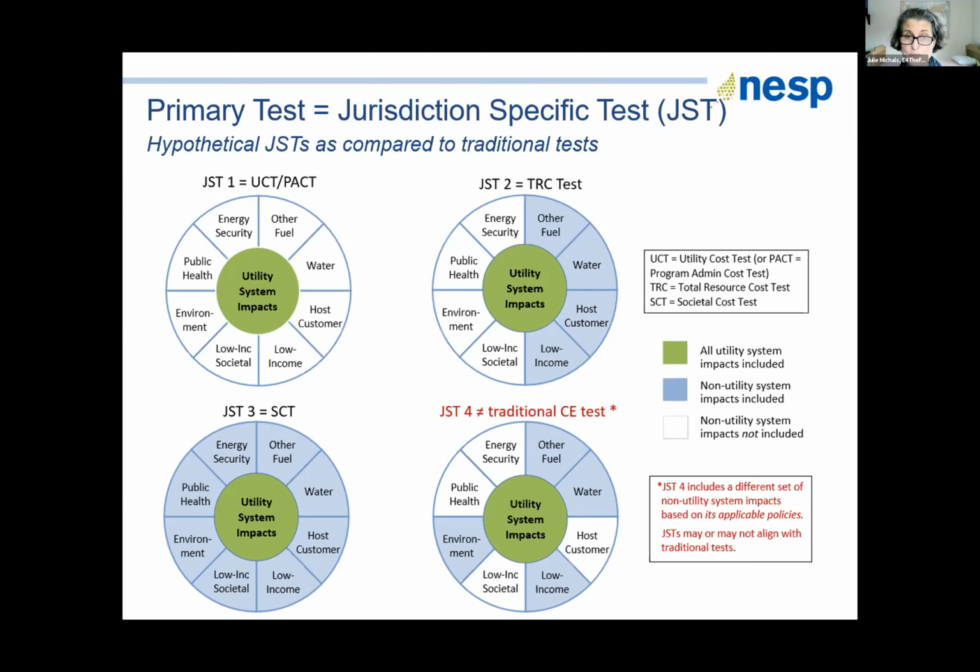Now, this illustration shows that, theoretically, your jurisdiction's test could be aligned with one of the traditional tests, and that's shown in the JST 1, 2, and 3 examples, where the utility system impacts are included, but the blue shaded non-utility system impacts are those that reflect the perspective of what's behind those tests. So whether it's the utility perspective, the total resource perspective, or the societal perspective. But the fourth example here shows that you could be a jurisdiction where actually you have some pretty clearly articulated goals that say, what are the reasons we're investing in these resources? And it may not include or may not be the same as those traditional test perspectives.